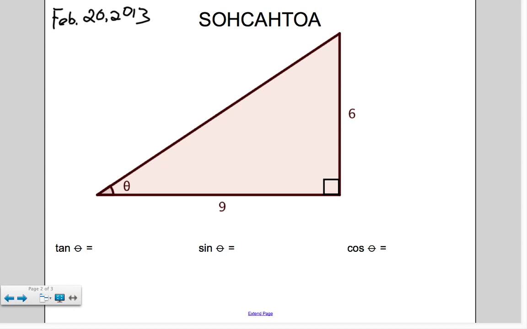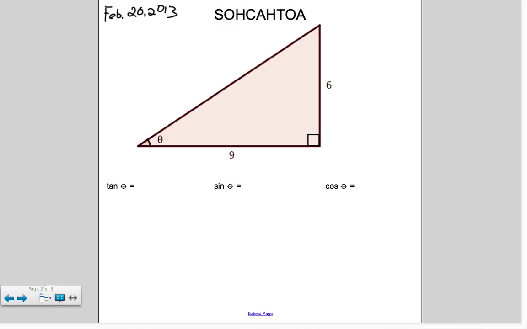Okay? So here we have a triangle that I introduced the tan ratio with, right? So we have a right angle triangle, we have theta, we have opposite is 6, adjacent is 9. So let's do the review of what's tan. So this is theta. What's tan of theta? Well, it's opposite over adjacent. I'm gonna write this out. Opposite over adjacent, Toa, right? So in this case, what's the opposite of theta? 6 over 9. So that gives us 2/3.